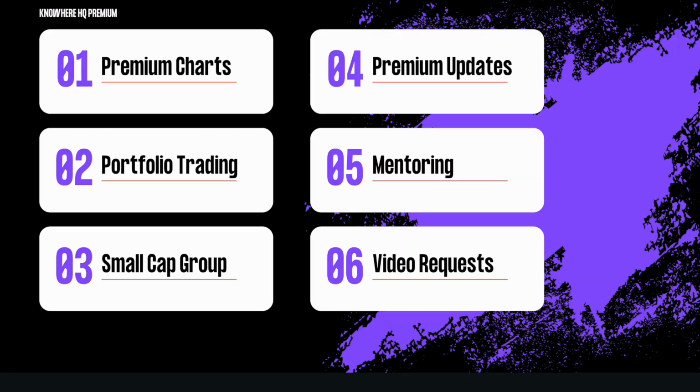All right. As far as the Knowhere Premium benefits, you're going to get six overall total. There are going to be a few other things like a private chat, things like that, but these are going to be your six major benefits. First things first, you're going to get premium charts. I'm going to explain what that means versus a regular chart. I'm just going to go through these six briefly, and then I'm going to cover each one of these in more detail. So, first is the premium charts.